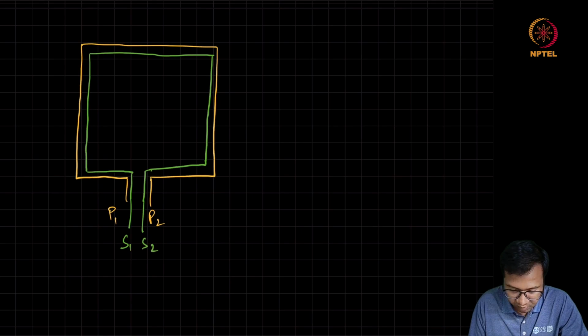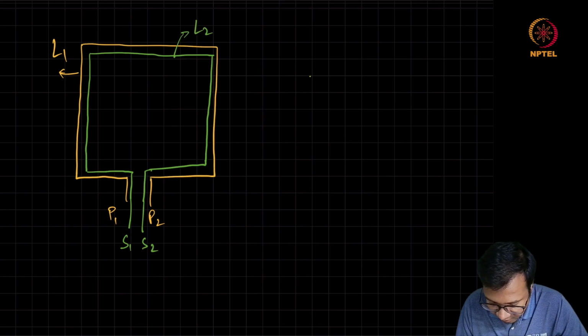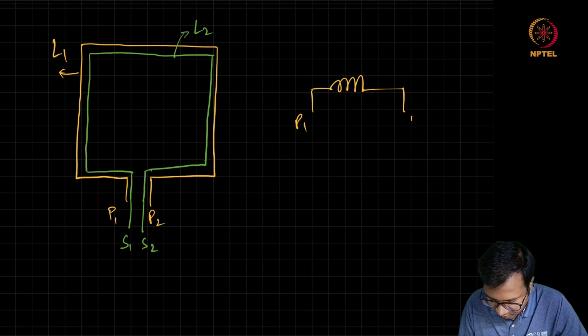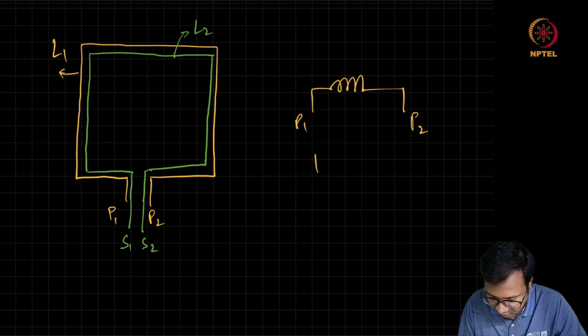And let us call these two terminals S1, S2. So I have this inductor L1, I have this inductor L2, and electrically we can see they have this circuit where you have P1, P2 and S1, S2.